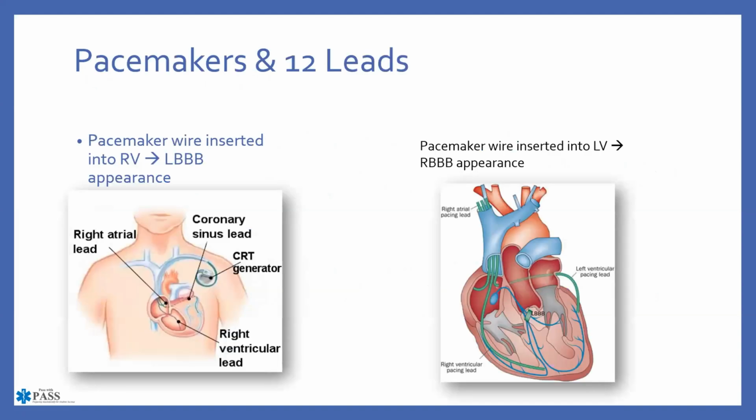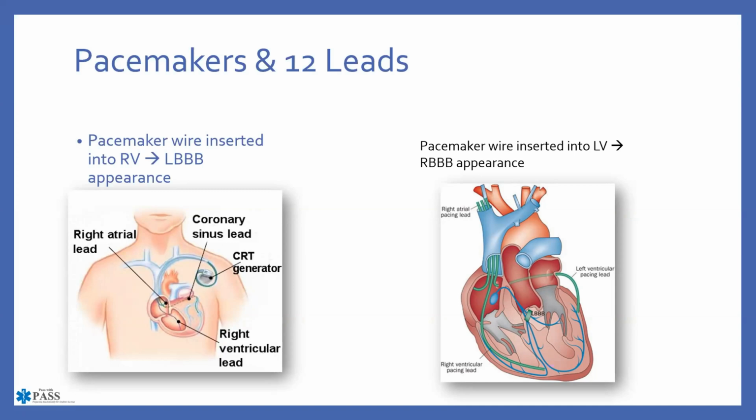But if you're one of those people that like to take things to the next level, then certainly give it a shot. Pacemakers and 12 leads, just a concept here. If you have a pacemaker that is inserted into the right ventricle, it will end up giving your patient a left bundle branch block appearance. And if you have a patient that has a pacemaker wire that has been inserted into the left ventricle, it is going to end up giving a right bundle branch block appearance.